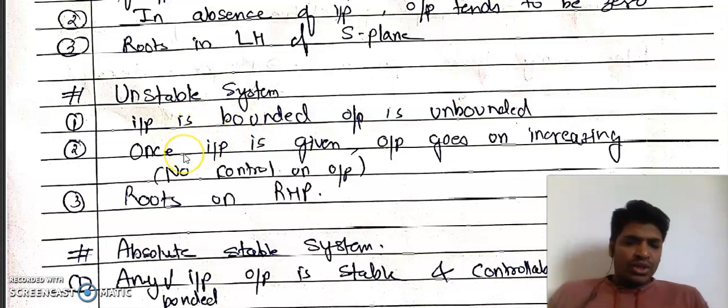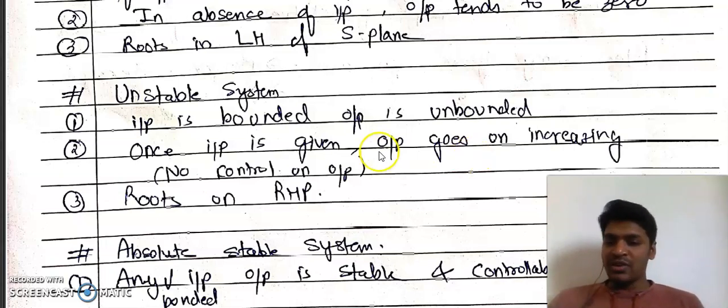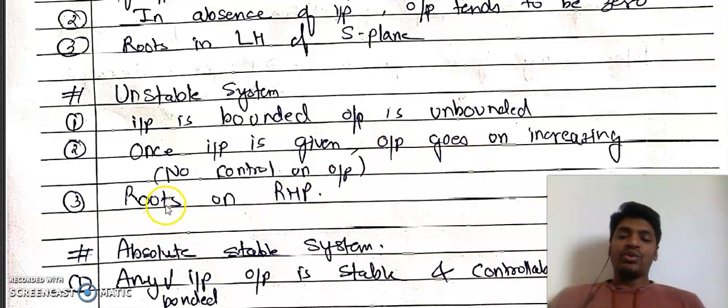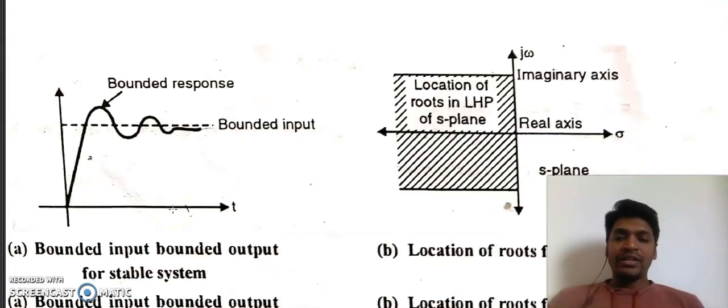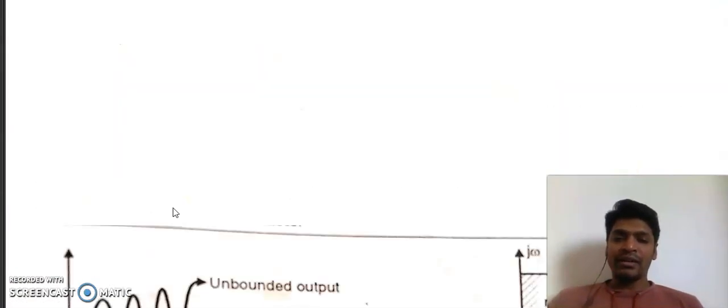And once the input is given, even if you remove it, the output goes on increasing, right? The designer of the system will not have any control on the output once the input is given. And obviously the roots, or poles, of the transfer function will lie on the right hand side of the S plane, right? So let us see it diagrammatically.